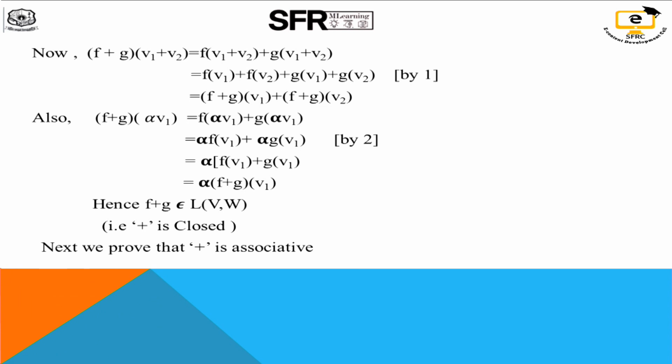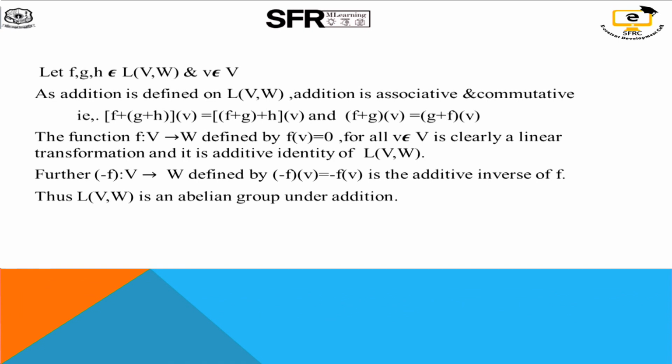Plus is clearly associative, because it holds for three homomorphisms F, G and H. As addition is defined on L of V, W, addition is associative as well as commutative, because (F plus G) plus H of V equals F plus (G plus H) of V. We can change the bracket, and so prove the associativity. And F plus G being true means G plus F is also true. That means the mappings are equal, the images are equal. So we can say that F plus G of V equals G plus F of V. Plus is commutative. Next, we prove the identity. If we take a homomorphism F and take an identity element as the zero map, a zero map is defined as F of V equal to 0.